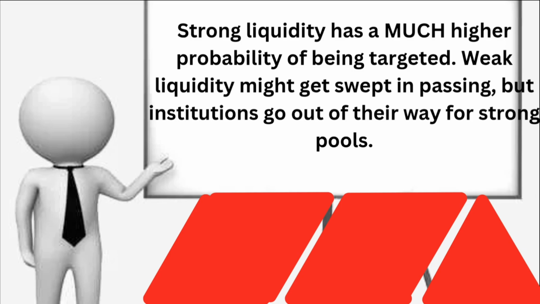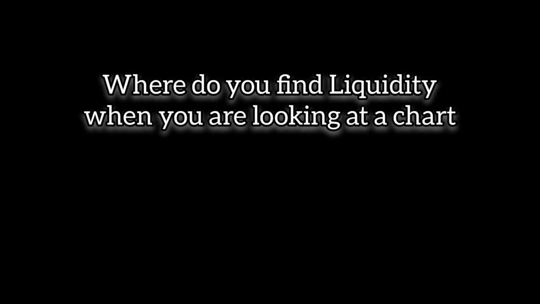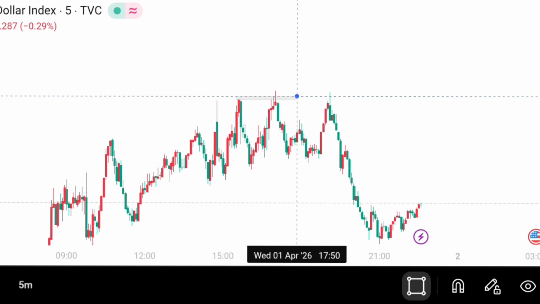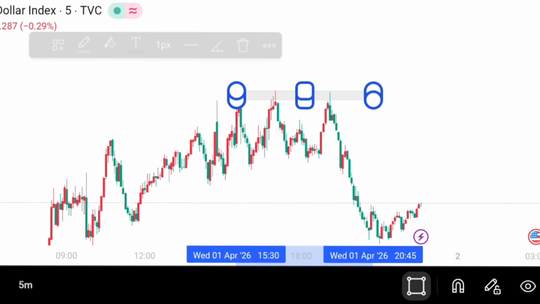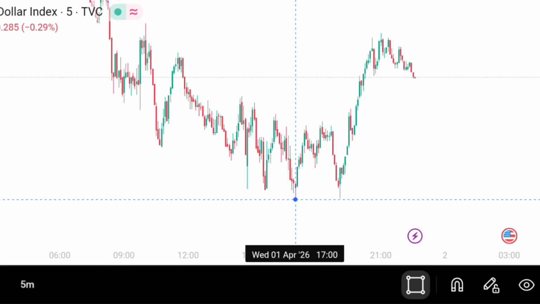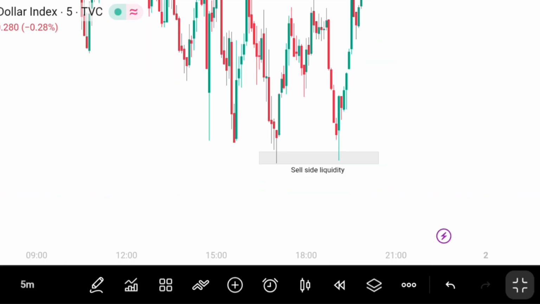Okay, theory is great, but let's get practical. Where exactly do you find liquidity when you're looking at a chart? Location 1: equal highs and lows. This is liquidity 101. When you see 2 or more highs at roughly the same level, that's buy-side liquidity. When you see 2 or more lows at the same level, that's sell-side liquidity.